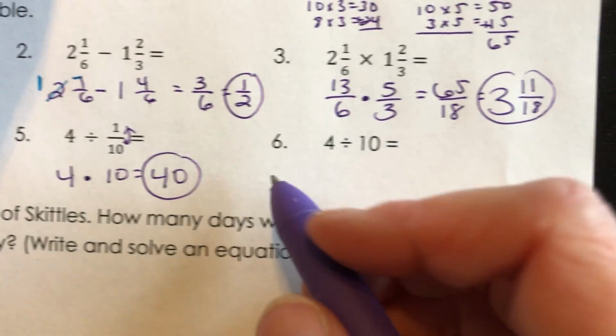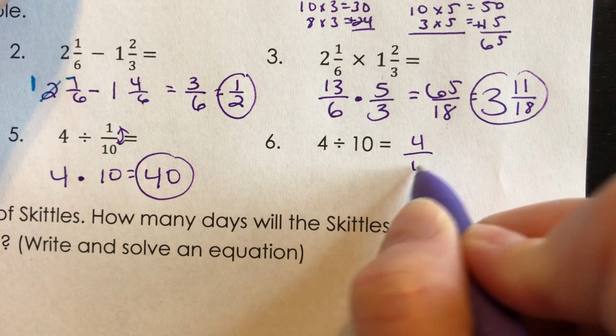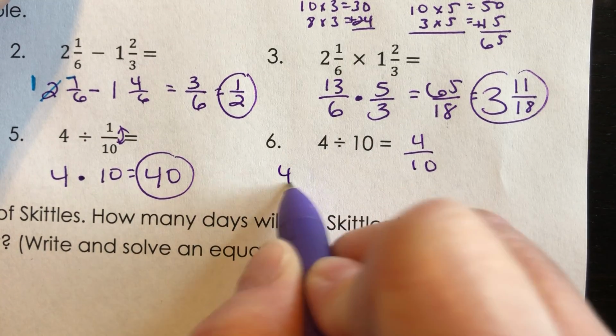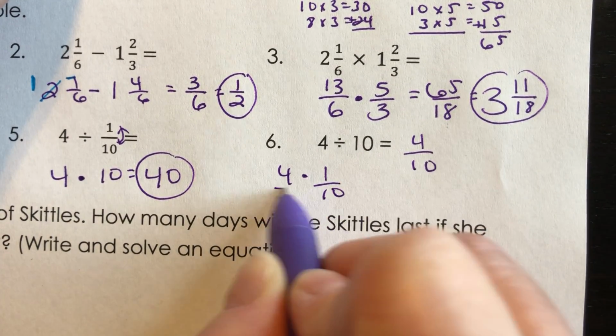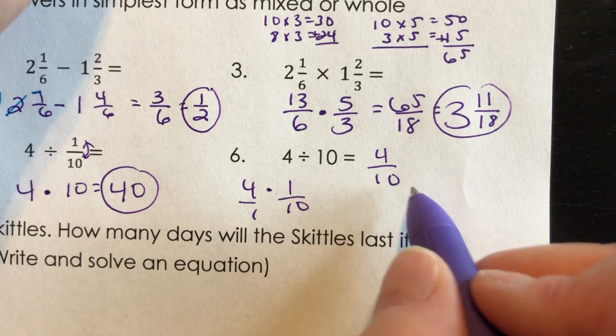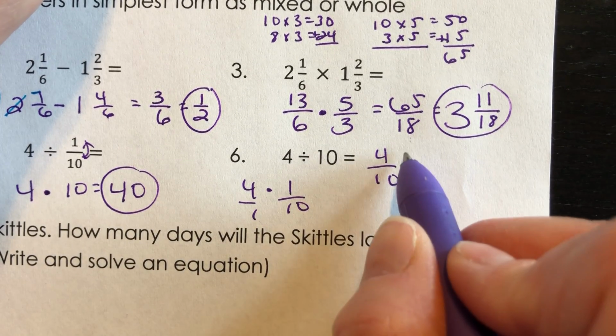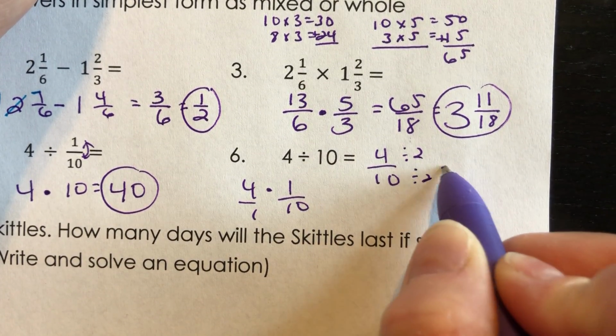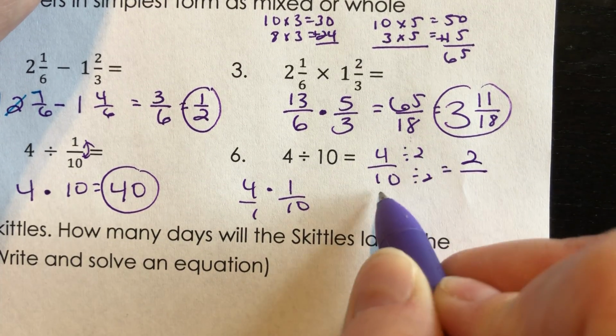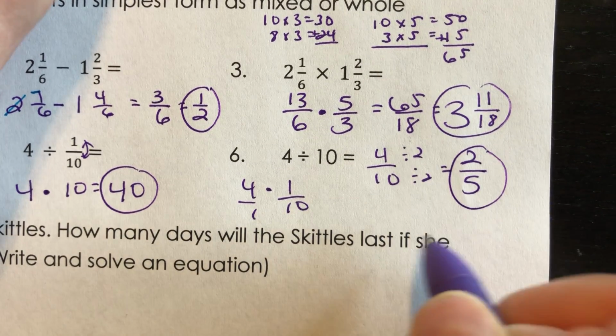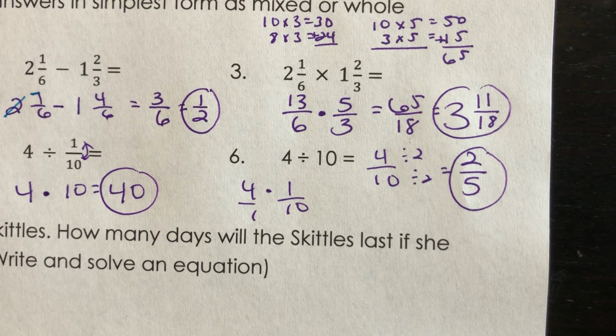And 4 divided by 10, maybe you just looked at it as 4 divided by 10. This is the same thing as 4 times 1/10, which is 4/10. But let's not leave it like that because 2 divides into both of those. And 4 divided by 2 is 2, and 10 divided by 2 is 5. So 2/5 should be your final answer for that one.